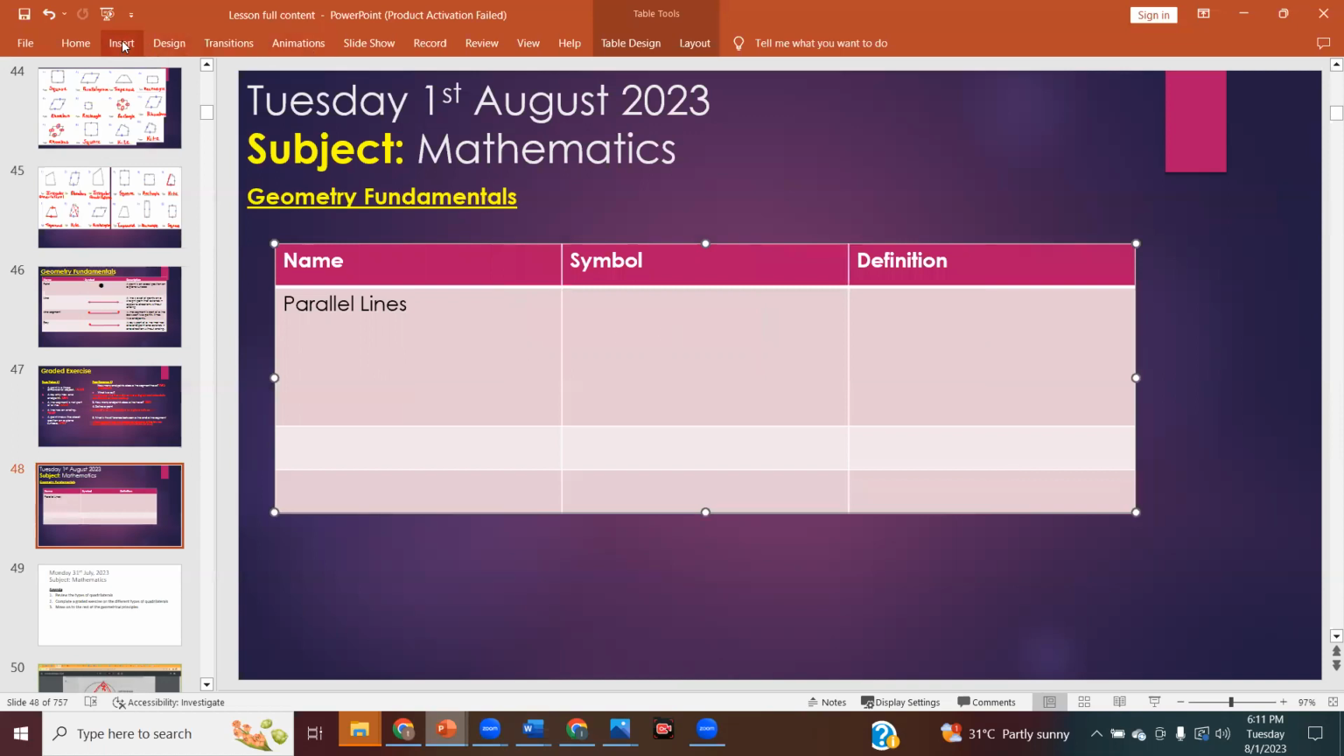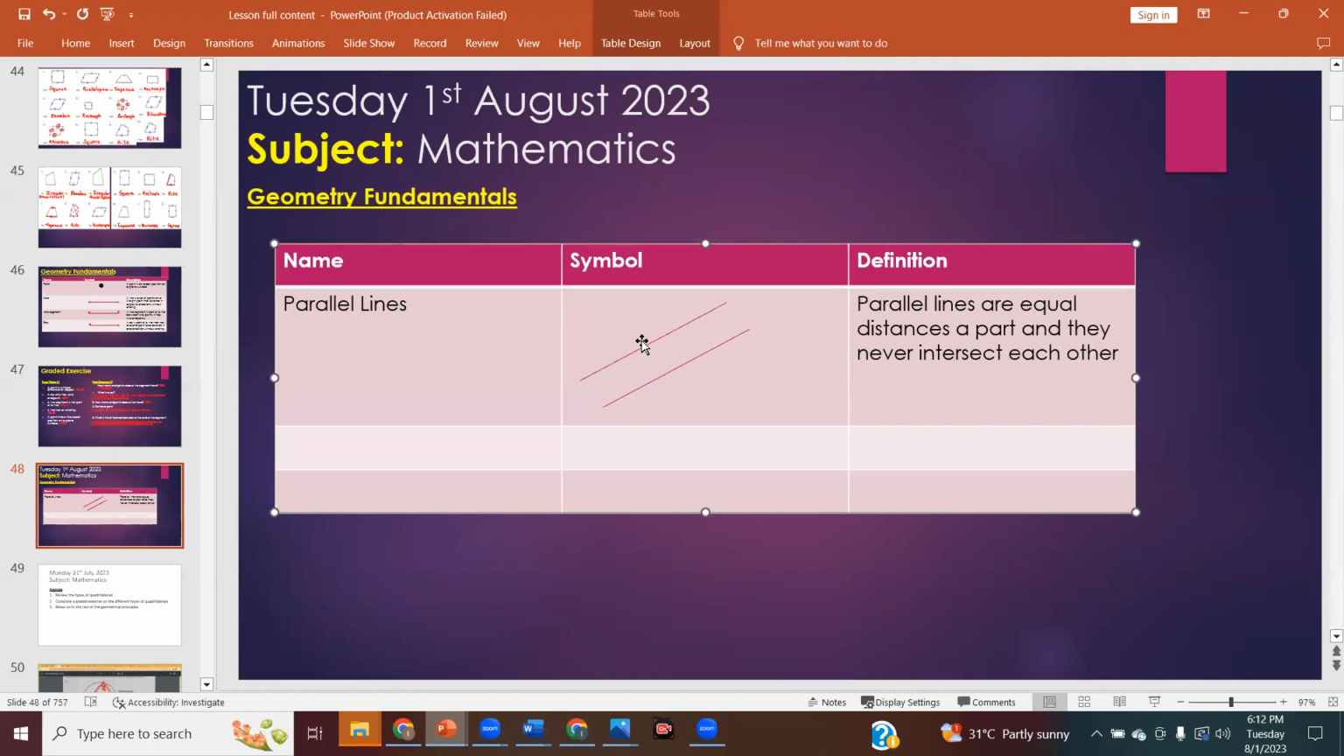For parallel lines, we know that they never meet. These are lines that are an equal distance apart and they never meet. So parallel lines are equal distances apart and they never intersect each other.